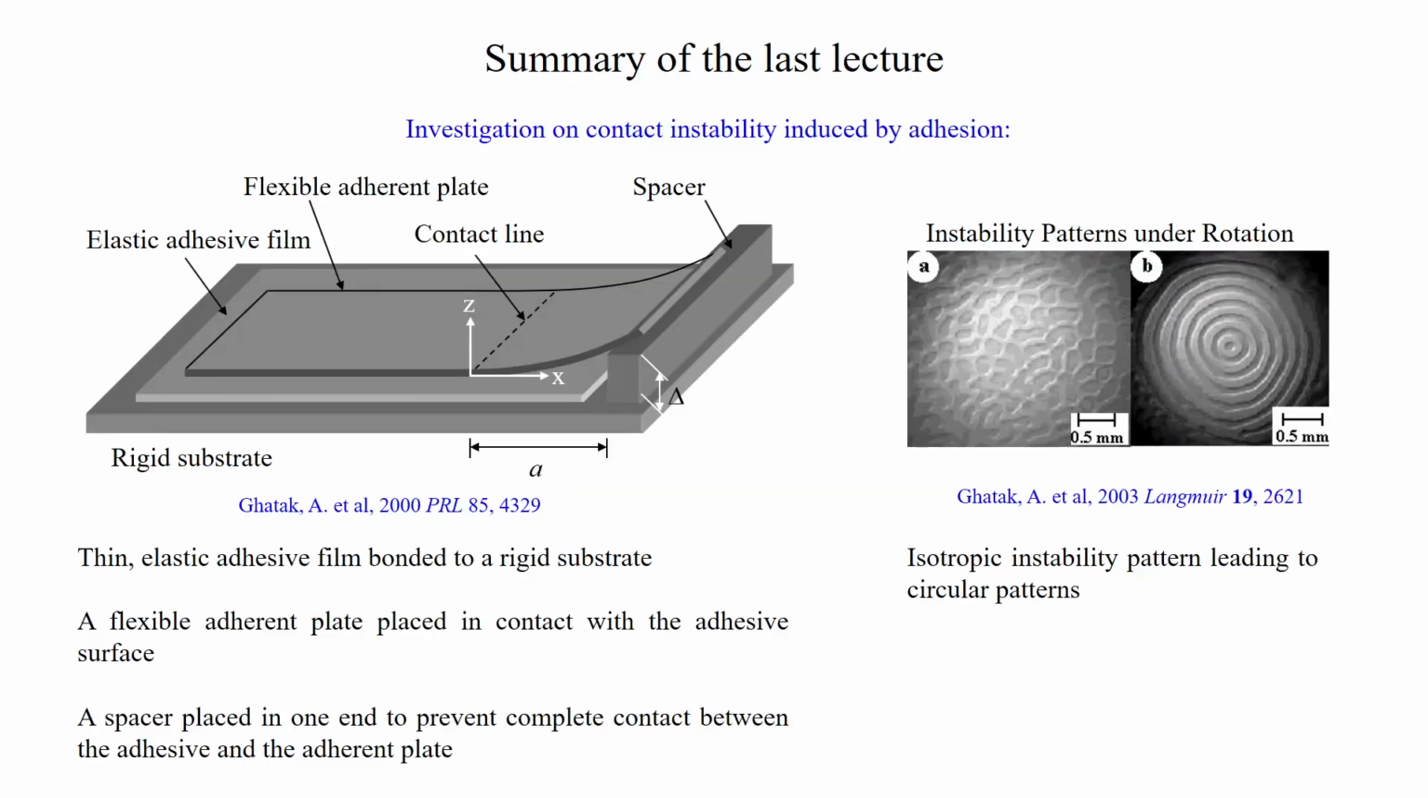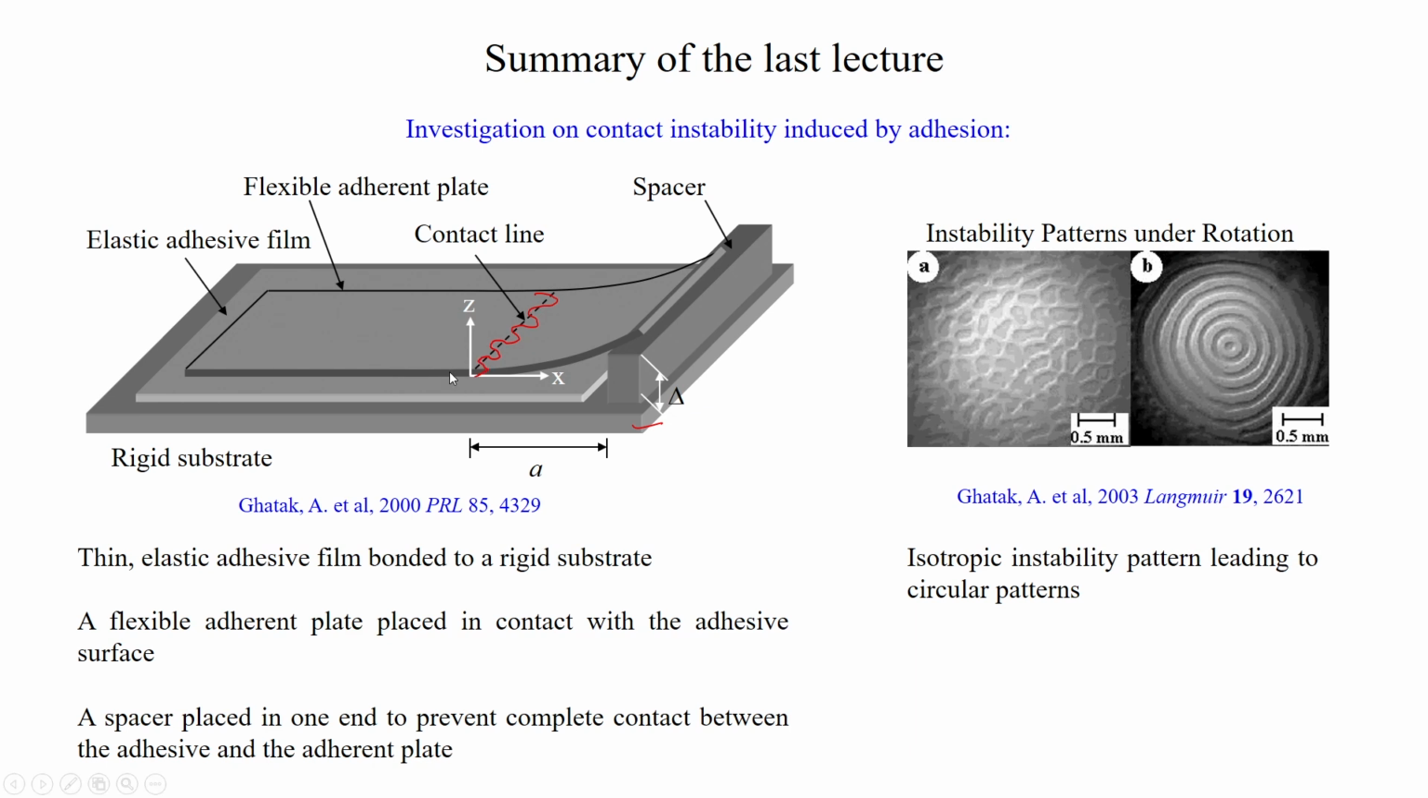So, it was something like this: we have this elastic adhesive film bonded to this rigid substrate, and then a flexible adherent plate was brought in contact with it, and there was a spacer here. Because of adhesion, this plate comes in contact with this film, and then an equilibrium is attained between the forces, and the contact line becomes static at a location. Along the contact line, depending on some conditions, we saw some instability patterns like that.